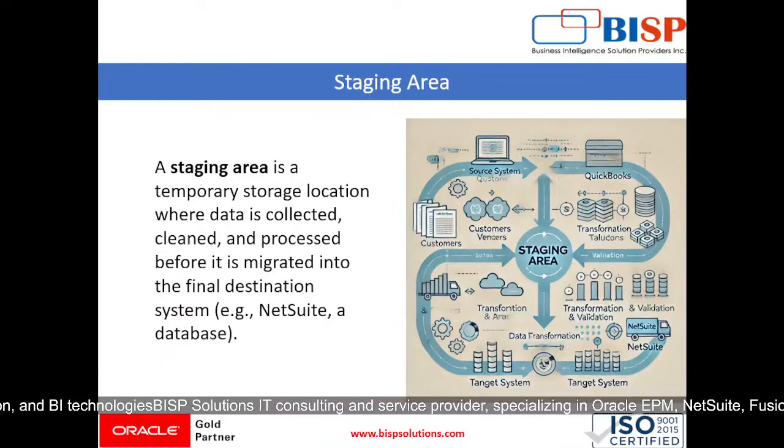Then comes our staging area, where a staging area is a temporary storage location where data is collected, cleaned and processed before it is migrated into the final destination system, for example NetSuite, a database. So it actually acts as an intermediary environment where raw data from the source system, for example QuickBooks, is placed, allowing for data validation, transformation and quality checks before it's loaded into the target system.